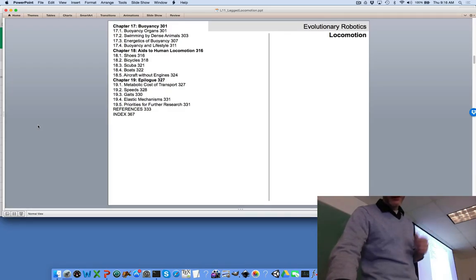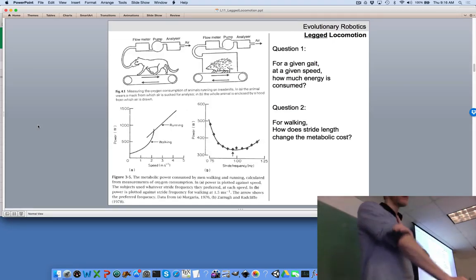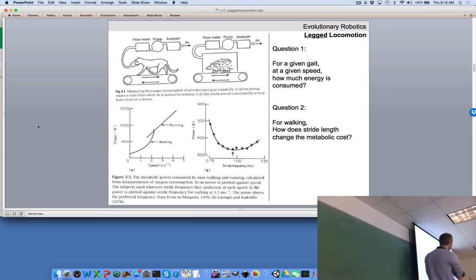Okay, buoyancy, some other things. Again, a great, great book for those of you interested in biomechanics. Okay, so let's look at a few figures from Alexander's book to motivate or build up an intuition for how this trade-off actually occurs in nature.